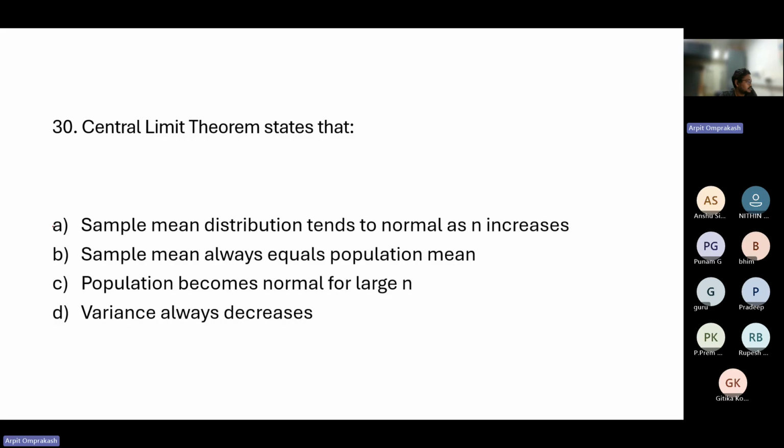Yes, the correct answer is sample mean distribution tends to normal as n increases. So as you take more and more samples and you take the mean of that, the distribution of the sample means that you get tends to be normal as you increase the number of things in a sample, or the sampling number.